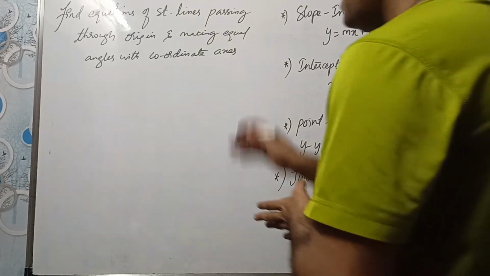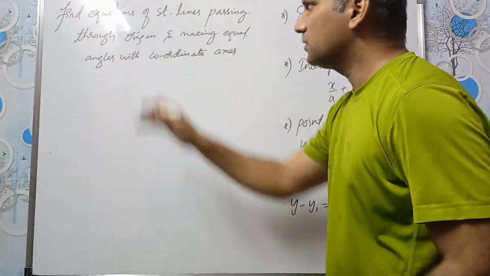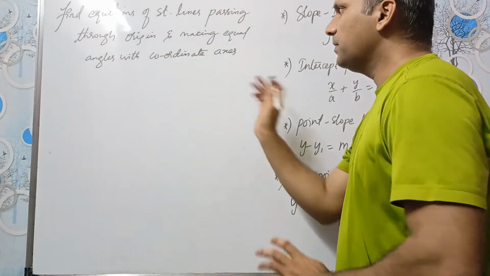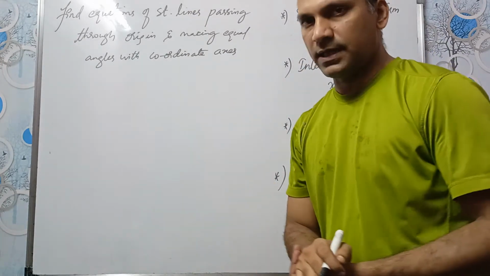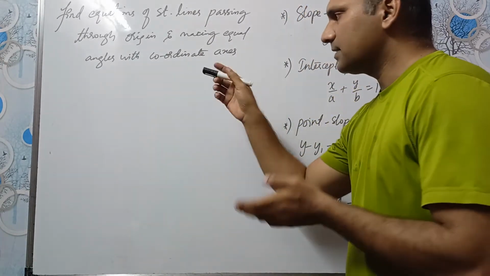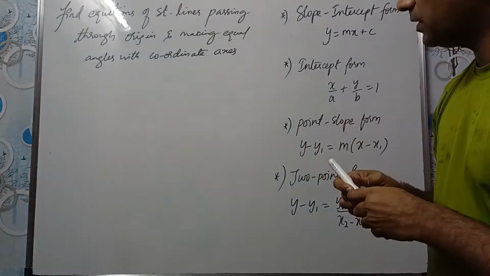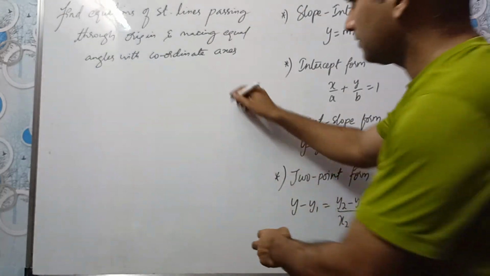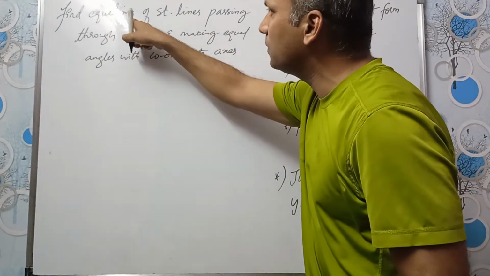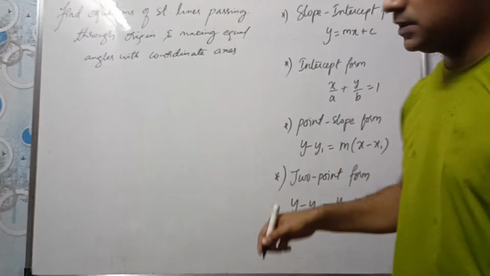Okay. Find equations of straight lines passing through origin and making equal angles with coordinate axis. Coordinate axis means x-axis and y-axis. Okay. There are two cases. That's why he asked us to find equations of straight lines, plural, right?